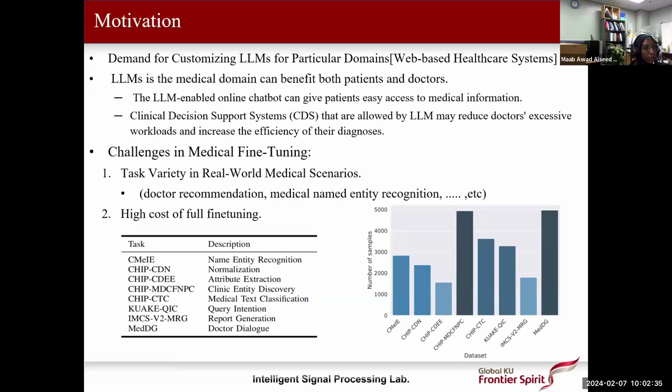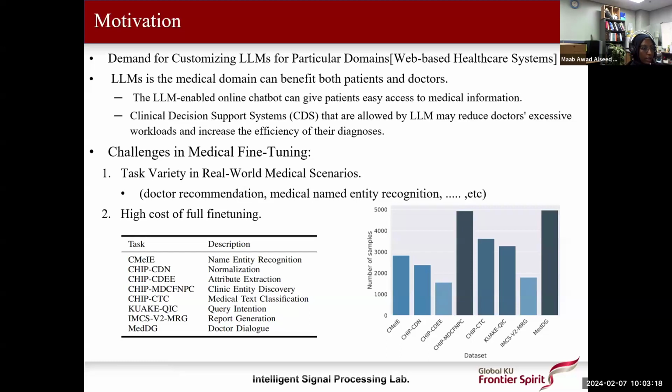So the motivation behind this paper, starting as we know, recently the large language model gained a lot of attention due to its huge capabilities in different domains and applications. One of these domains could be the healthcare systems, or web-based healthcare systems, which need a customized large language model. So how can we benefit from using the large language model in such a domain, the medical domain?